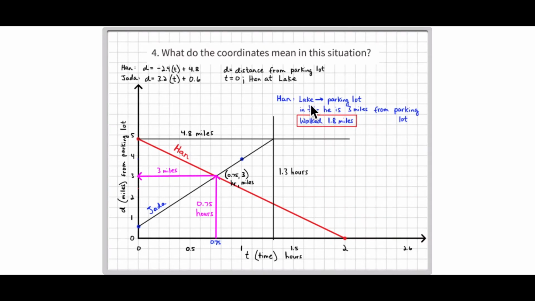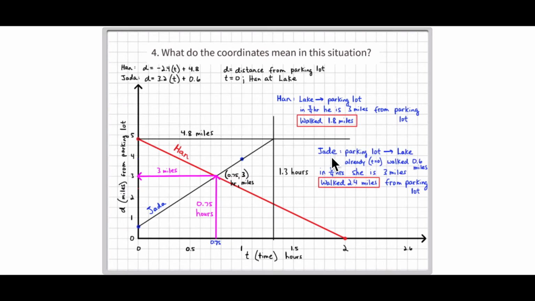So Han walks from the lake towards the parking lot in 3/4 of an hour. So this 4 2/10 is 3/4 of 5 6/10. So in 3/4 of an hour, he is 3 miles from the parking lot. So he has walked 1 8/10 miles. So 4 8/10 miles minus 1 8/10 miles. So here's the 1 8/10 miles right here. So this would be 2 miles to the 5, but he only goes to the 4 8/10. That's 1 8/10 miles, and he's walked that in 3/4 of an hour. So he's 3 miles from the parking lot.